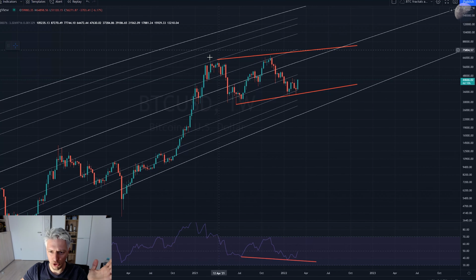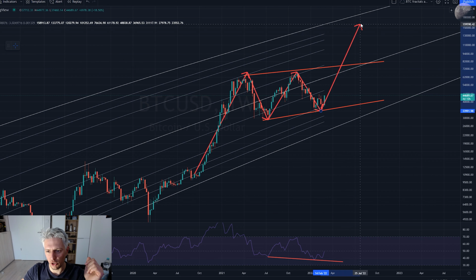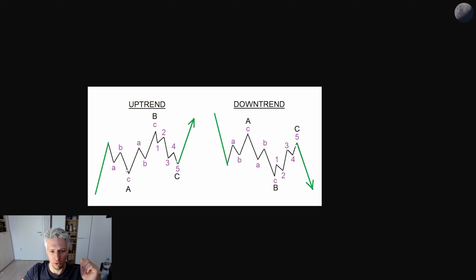And the structure that BTC is doing here, this rise and then first correction, second correction, and then a continuation of the trend, at least until the resistance. Then it will be interesting if we pass through or not. This is called a running flat correction. A running flat is basically, in Elliott wave theory, a form of corrective structure. And in an uptrend, we have this ABC type movement, which you can segregate into subwaves.